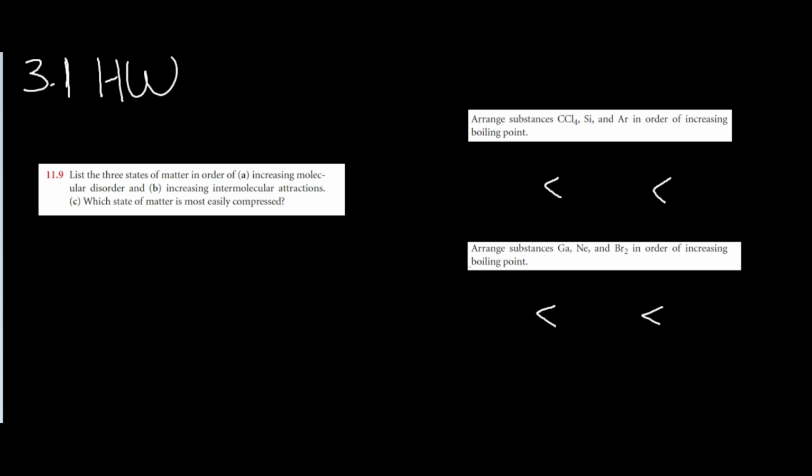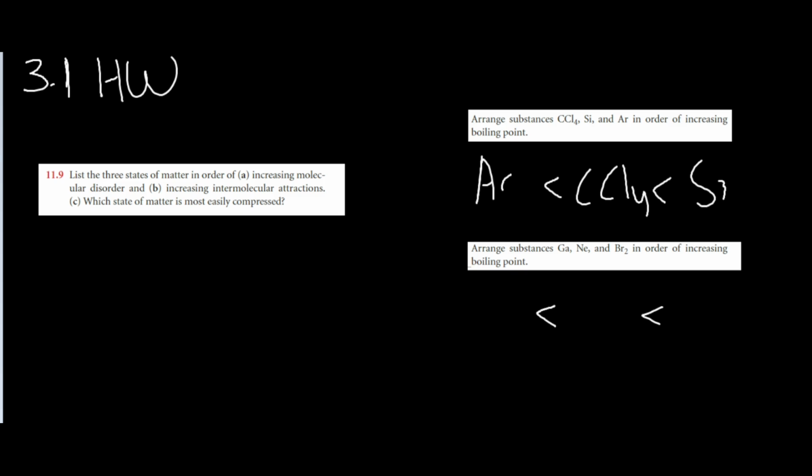And then for 11, arrange these substances in order of increasing boiling point. With these questions, they're a little tricky, but you can order them based off of what state they are in standard temperature and pressure. So with argon, since argon is a noble gas, it's going to be a gas normally, and then CCl4 is a liquid, and silicone is a solid.